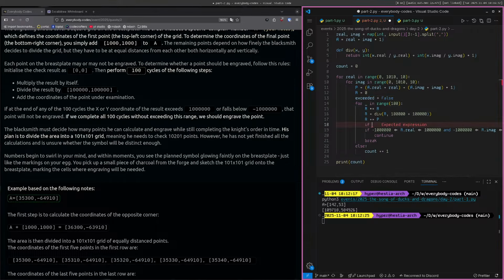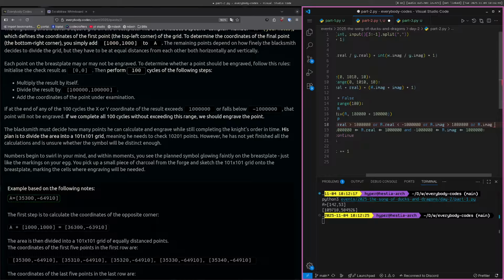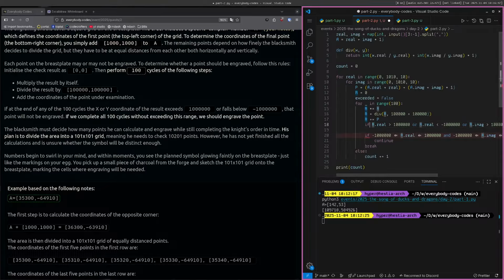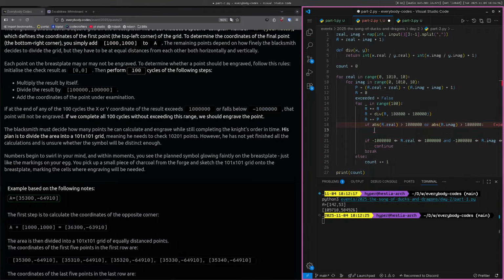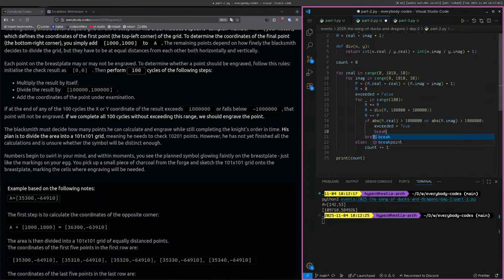If at any point either component exceeds 1,000,000 or is less than negative 1,000,000, which we can also do by just taking the absolute value and checking if the absolute value exceeds 1,000,000, then we set exceeded to true and exit the loop. And then at the end of the loop, if we did not exceed the range, then we increment the count of the number of points included.